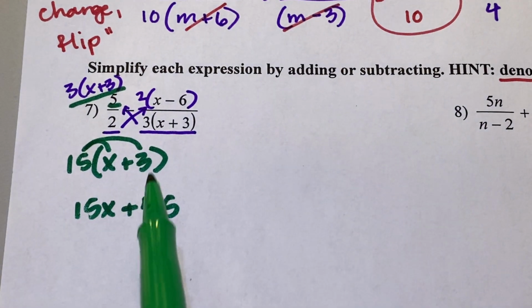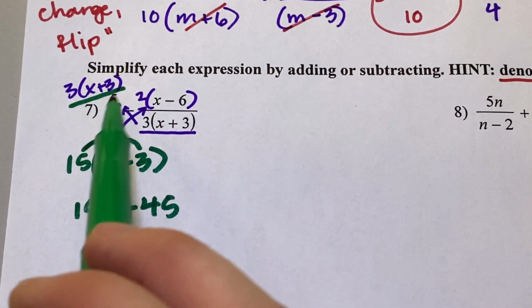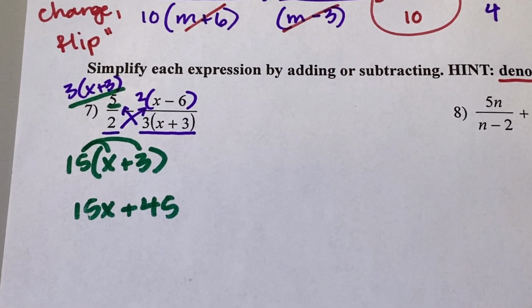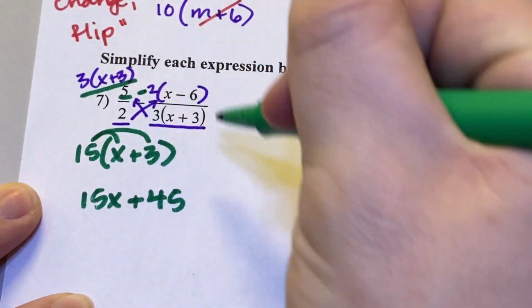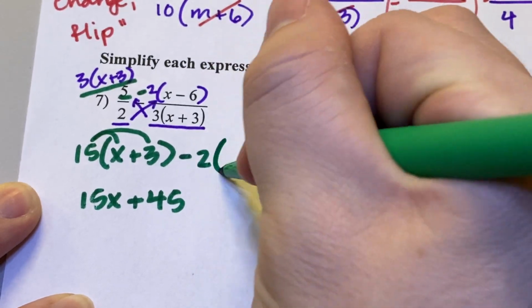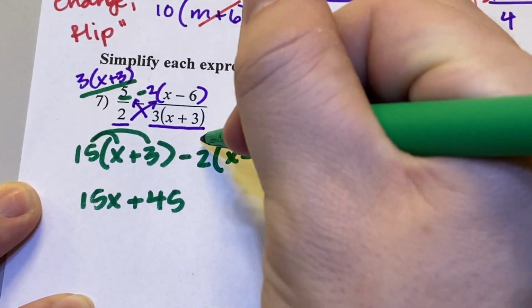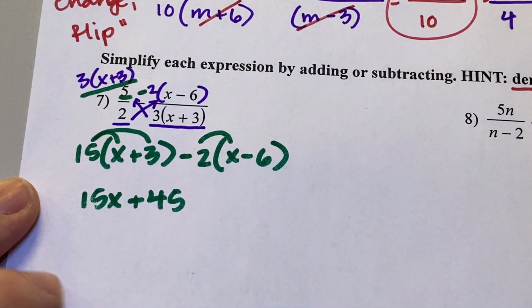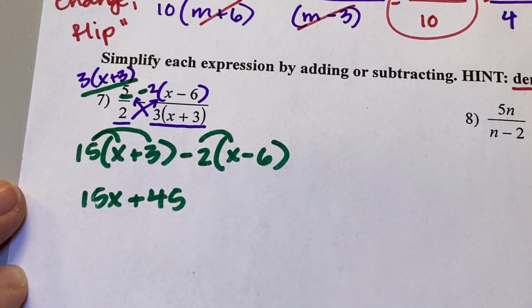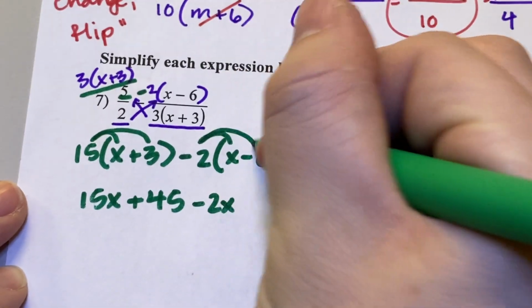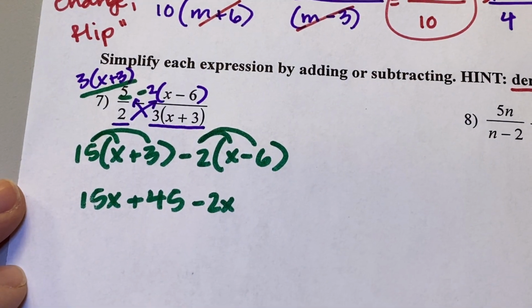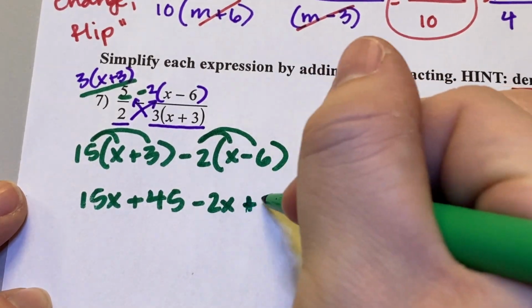Okay, so there we go. There's our first numerator when we multiplied it out. Now, we are subtracting here, so I'm actually going to make this a negative 2. So now we have negative 2 times x minus 6. Let's go ahead and distribute that out. What's negative 2 times x? Negative 2x. What's negative 2 times negative 6? Negative 12? Not negative, positive 12.